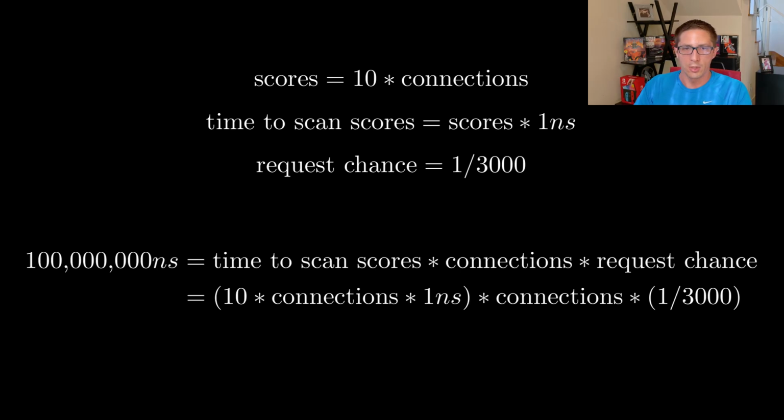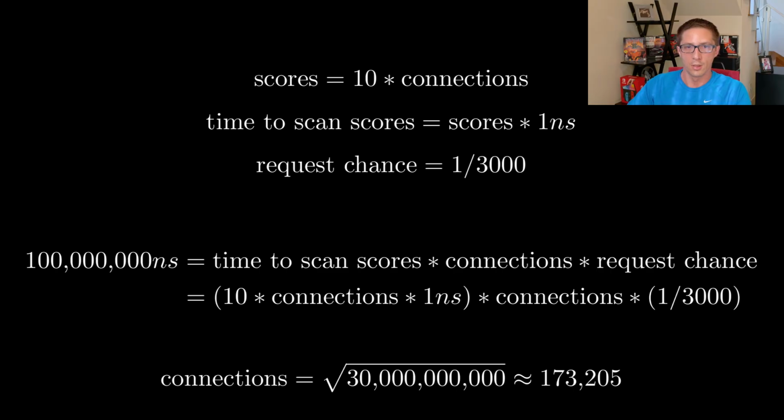Plugging in those numbers, 100 million nanoseconds equals the number of connections times 10 connections times 1 over 3,000 times 1 nanosecond. This is a simple quadratic equation, and solving for number of connections predicts that storing the scores in an array like this can support up to about 170,000 concurrent connections.